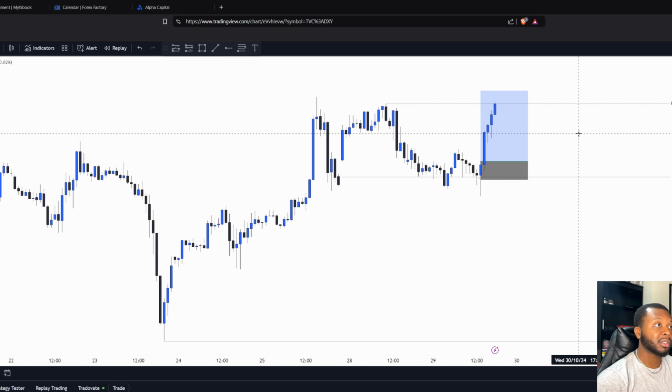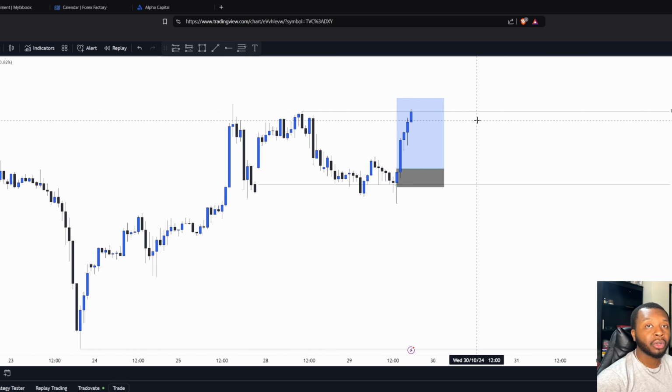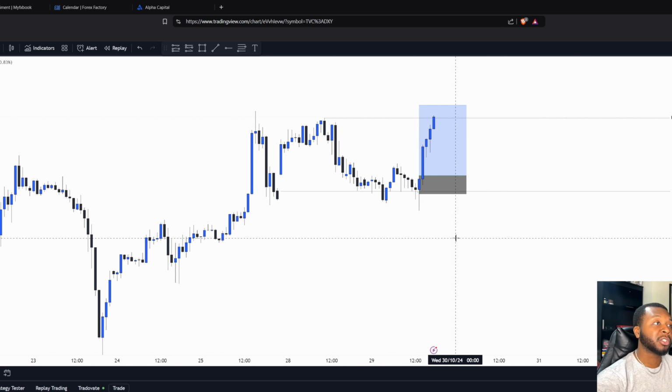Just go with the trend. And of course, eventually you will be wrong, but that's fine because at the end of the day, all that really matters is that you're patient waiting for your setup. You're going with the trend, so you're not forcing setups. And also make sure that your risk management's good as well.